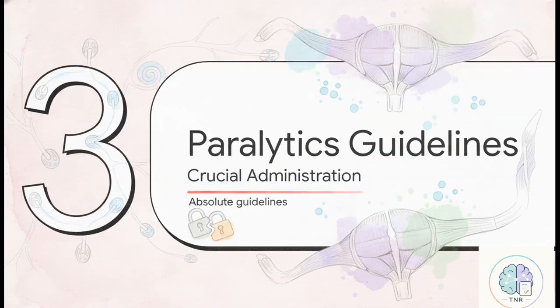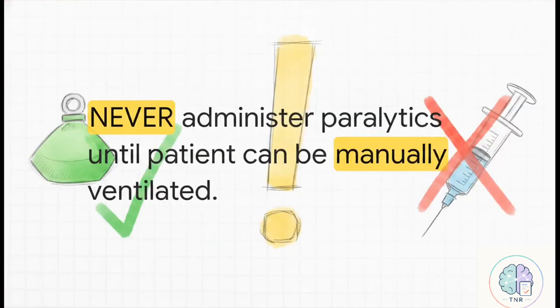Let's transition into Section 3, paralytics and their crucial administration guidelines. Because these specific drugs paralyze every skeletal muscle in the body, including the diaphragm, there are absolute, non-negotiable guidelines for their use. If you take absolutely nothing else away from this section, memorize this rule. Never administer paralytics until it has been determined that the patient can be manually ventilated. If you paralyze a patient and then find out you can't actually push air into their lungs, you have just created a life-threatening crisis. The one and only exception to this rule is if you are actively treating a laryngospasm.